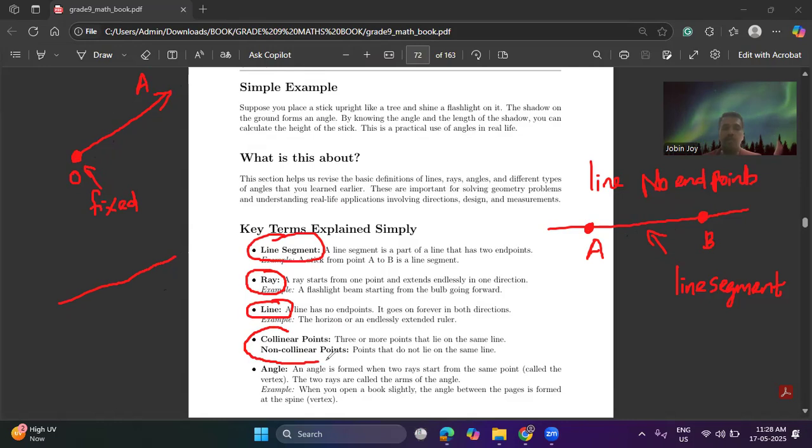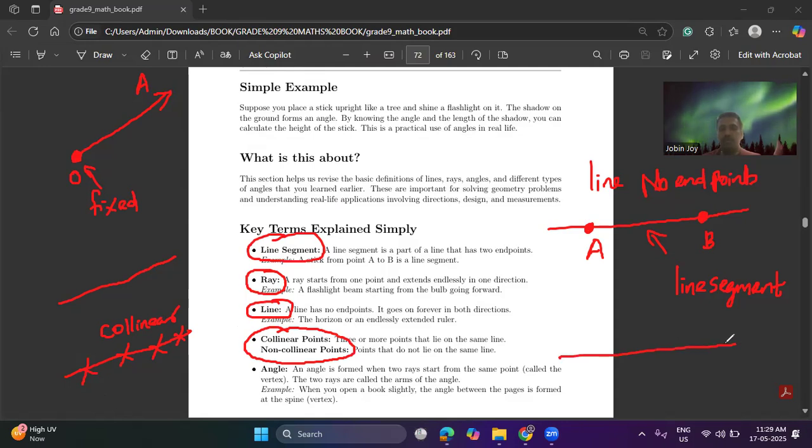Next is collinear points and non-collinear points. For example, there is a line, and this line consists of, say, a number of points, and all these points are on this line. So these points are called collinear because all the points are on this straight line.